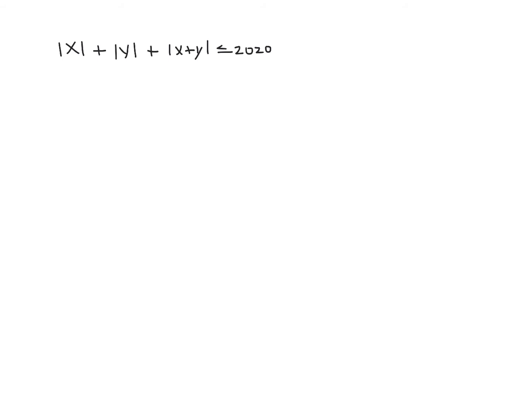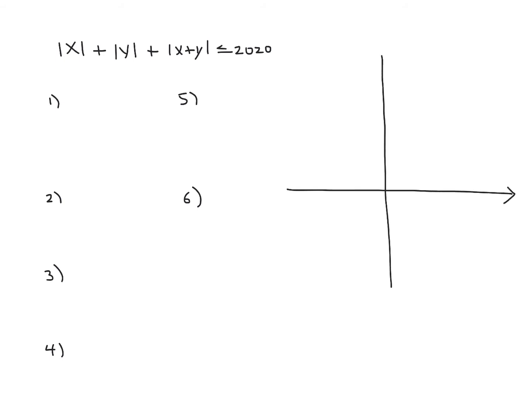Okay, so we've got, I think, 6 different scenarios. 1, 2, 3, 4, 5, and then 6. And then I'll have to plot all my findings. And then, in the end, we will calculate the area.